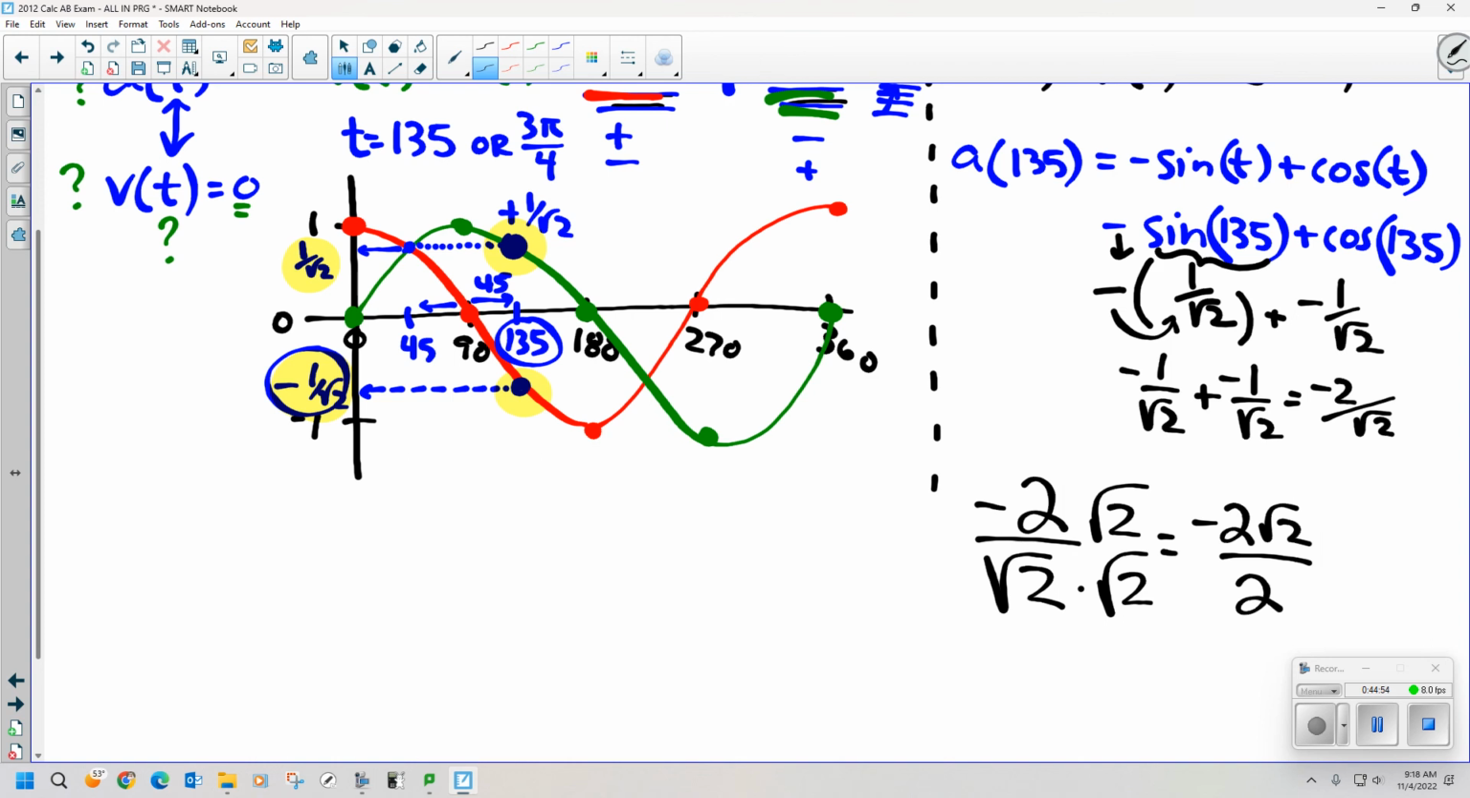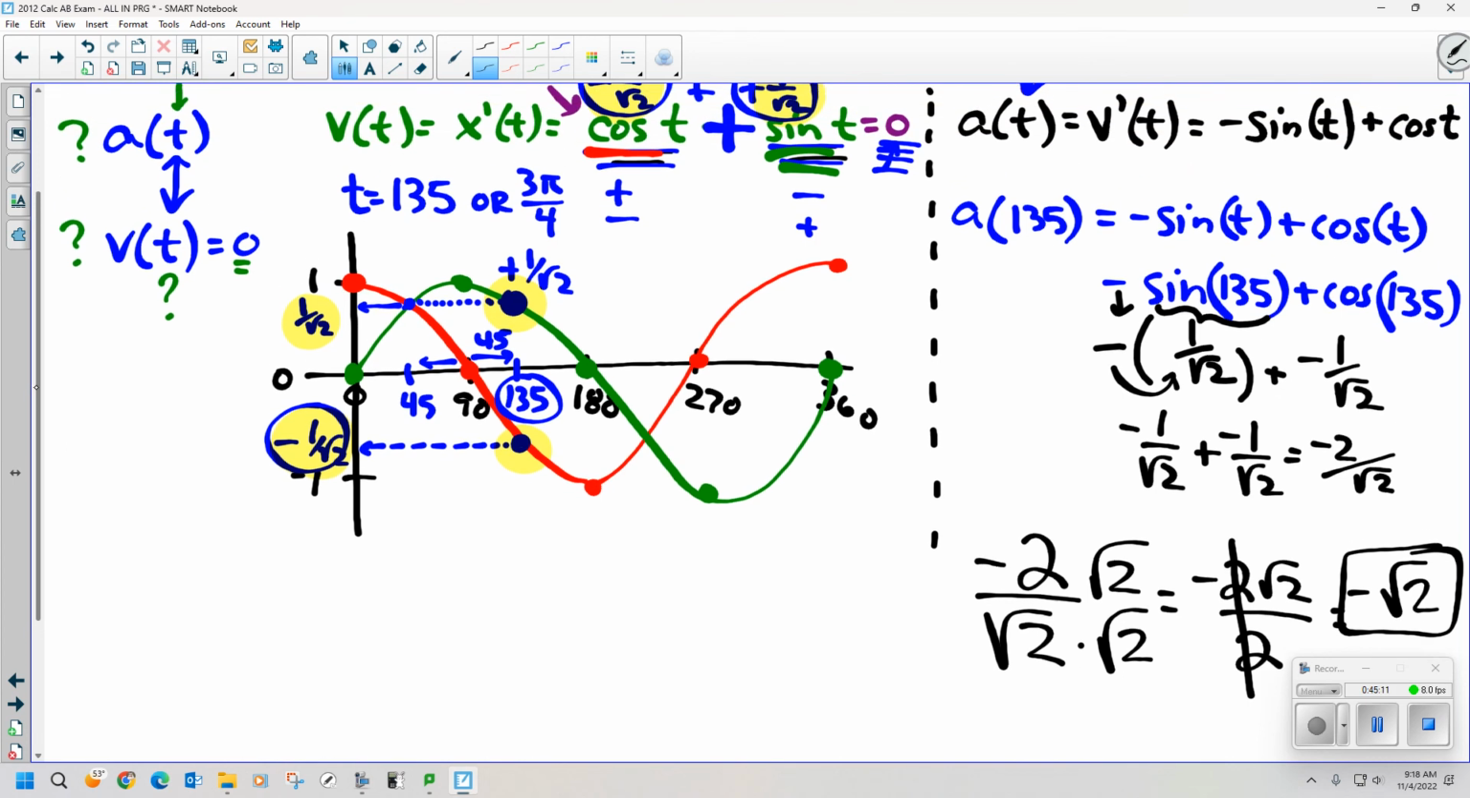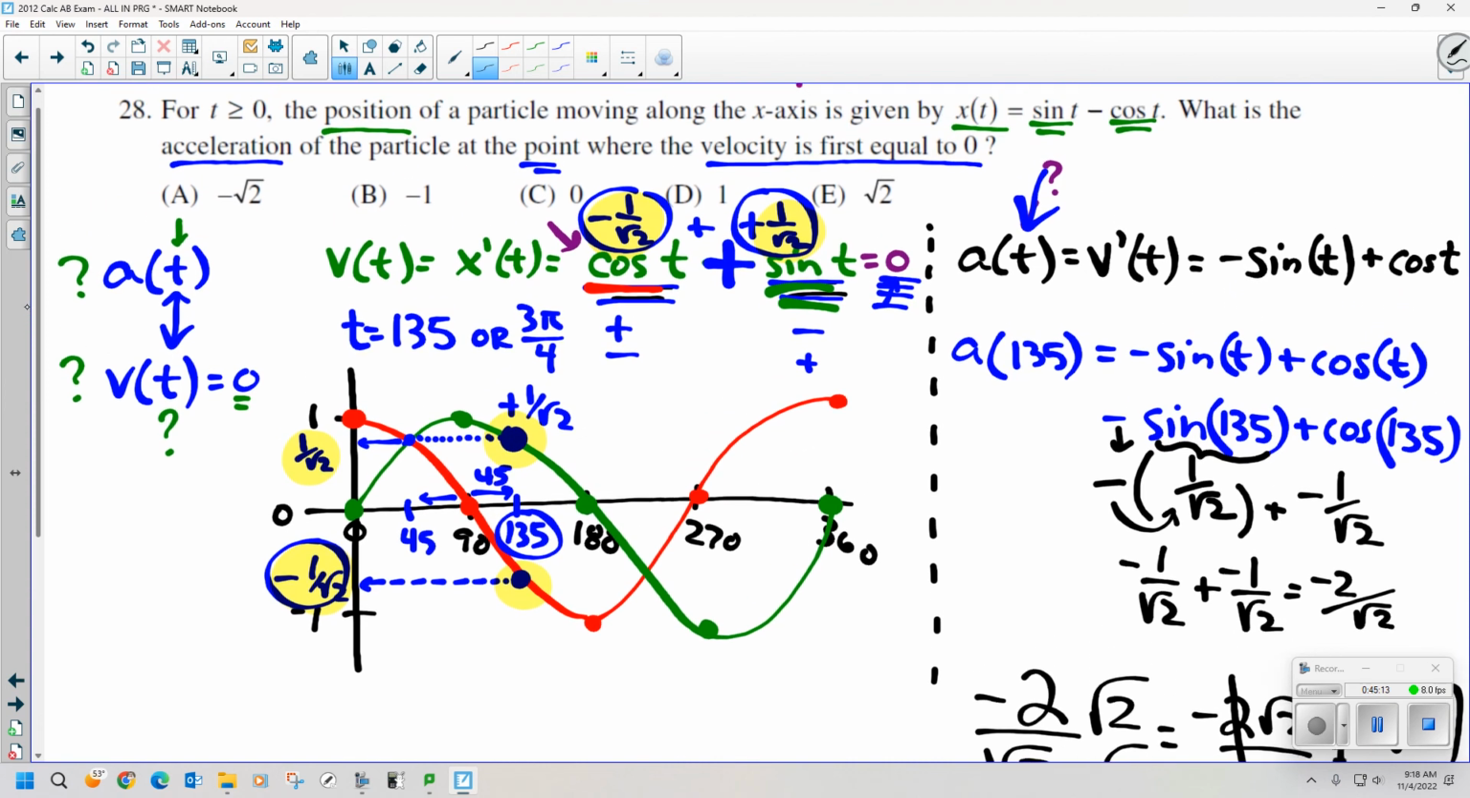Well, the 2's cancel, and I end up with the negative square root of 2. So my answer, what's the value of acceleration when velocity is equal to 0, for a position given by sine of t minus cosine of t, is the negative square root of 2, which is choice A.